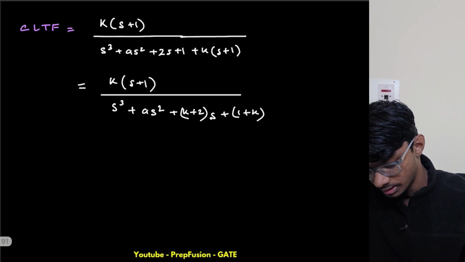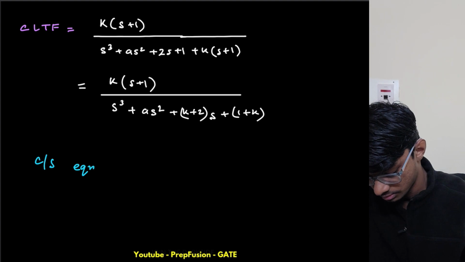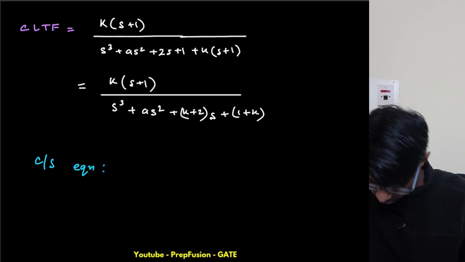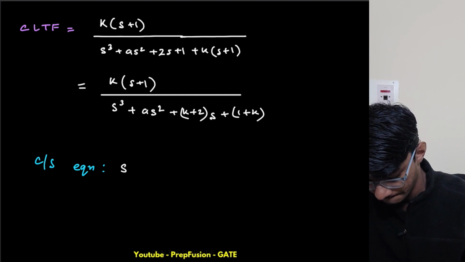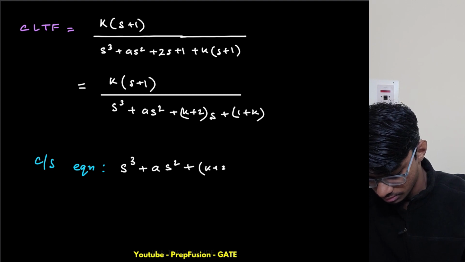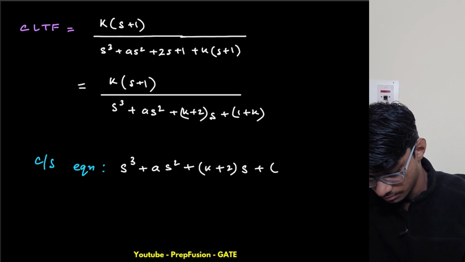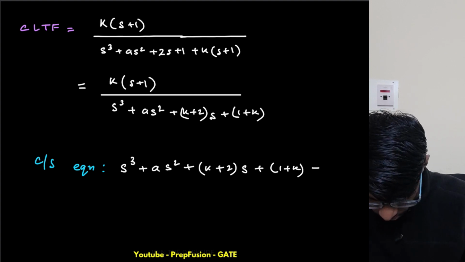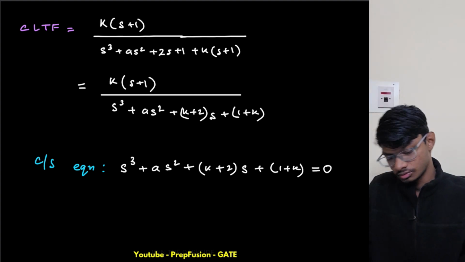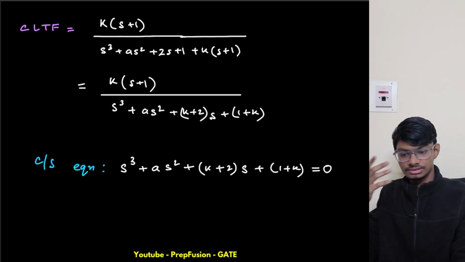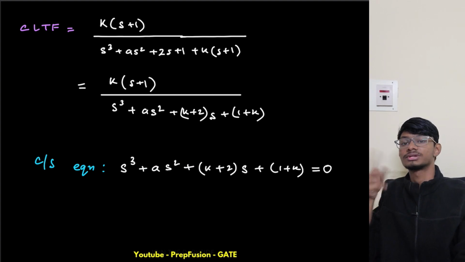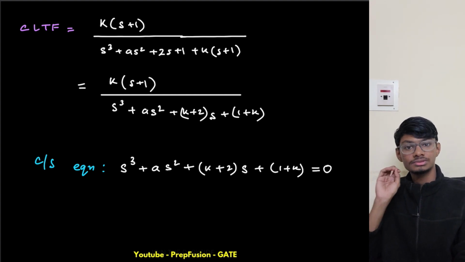So my characteristic equation is simply s cube plus a s square plus (K plus 2) into s plus (1 plus K) equals to 0. Now what is the condition? Basically my internal product should be greater than the external product for the system to be stable. But what was the other condition? If my internal product is equal to my external product, then what happens? Then the system becomes marginally stable, right?